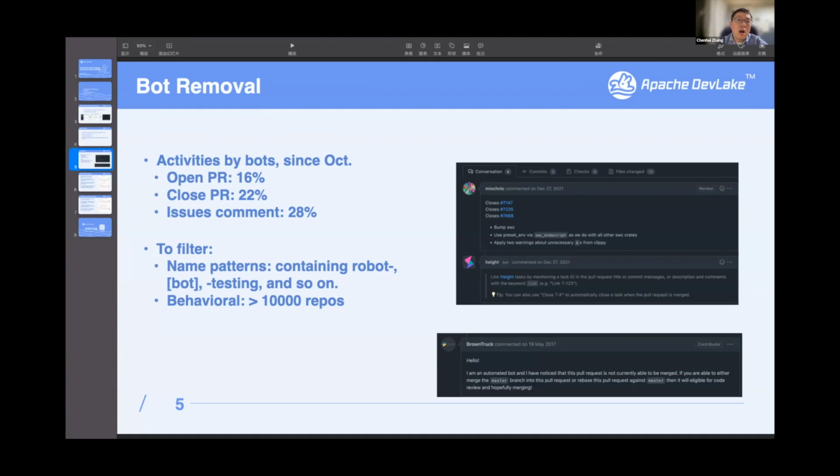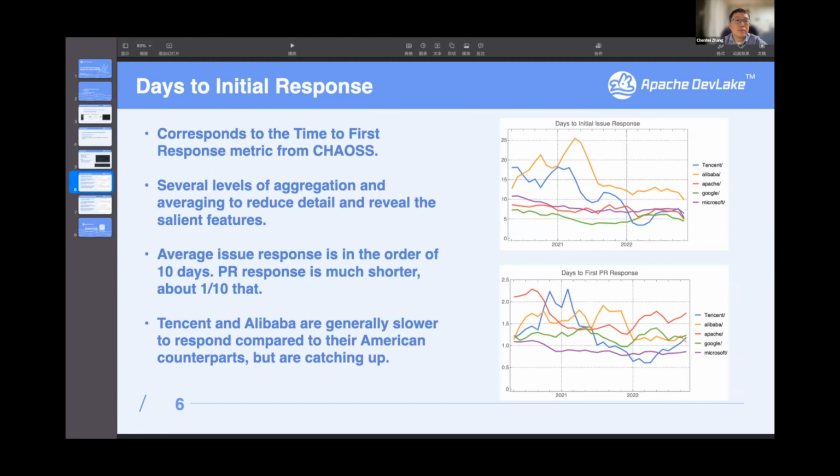So as a result, our filter will be based on a combination of name patterns and abnormal behavior detection. Specifically, accounts containing robot, bot, testing, etc. will be removed. A user that has contributed to more than 10,000 repositories will also be removed. With the data ready and robots removed, we can finally approach the responsiveness results.